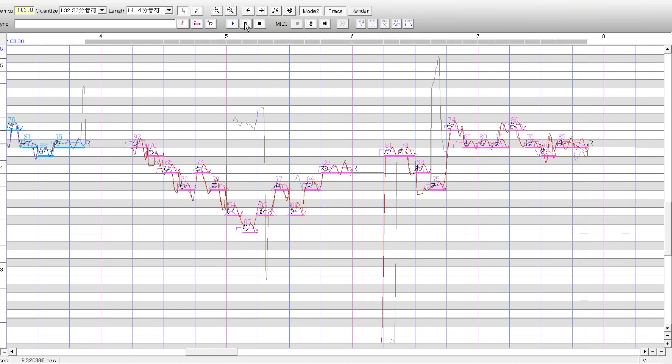Yeah, CV is a lot more expressive. And yeah, that's it. That's all there is to it. Save. Yeah, I guess that's basically it.